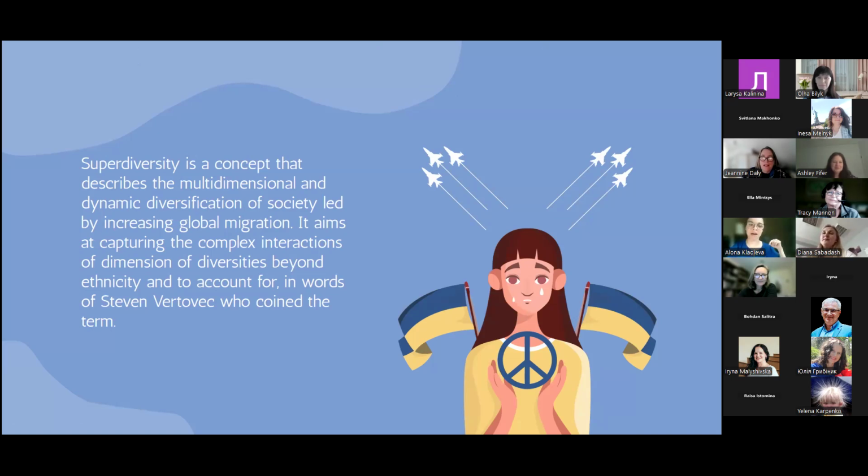So this is where the notion of super diversity comes in. By the way, this is the slide with the most text you're going to see in my presentation. I tried to use as little text as possible, right? So according to Steven Vertovec, superdiversity is a concept that describes a multidimensional and dynamic diversification of society led by increasing global migration. It aims at capturing the complex interactions of dimensions of diversity beyond ethnicity.